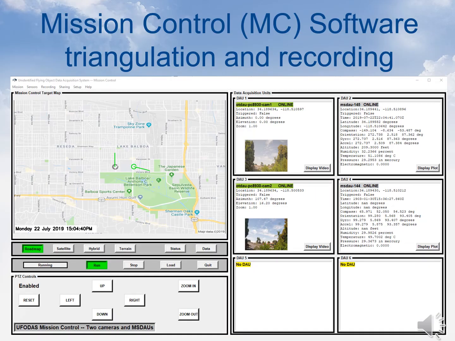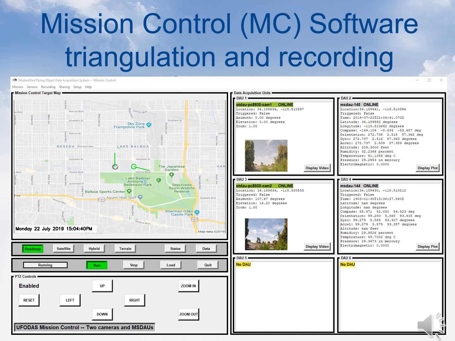UFODAP mission control software provides a means for pulling together data from up to 6 DAUs simultaneously. It has the ability to triangulate data from two OTDAUs and displaying the location of all DAUs and the triangulation information on a real-time moving Google map. Shown here are real-time interfaces to two OTDAUs with two independent cameras and two MSDAUs.